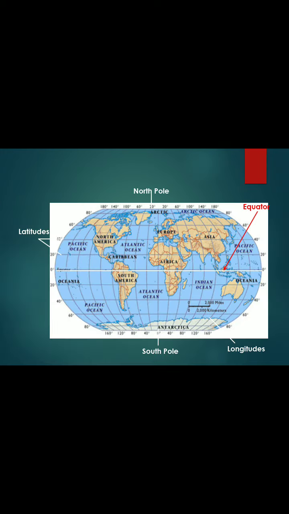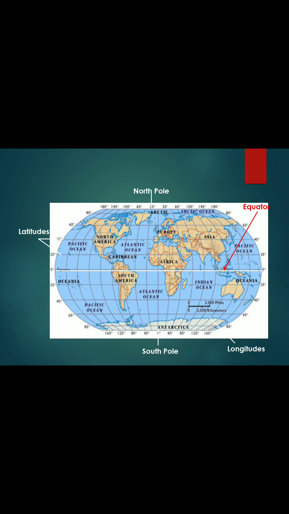Latitudes and longitudes. So I will show you in this. So this is our equator, this one. This middle line is known as the equator, right? So these are these parallel lines, these gray ones. These are known as the latitudes, and these gray ones, slanting lines or the standing lines, are known as the longitudes. So I'll show you from the pointer.